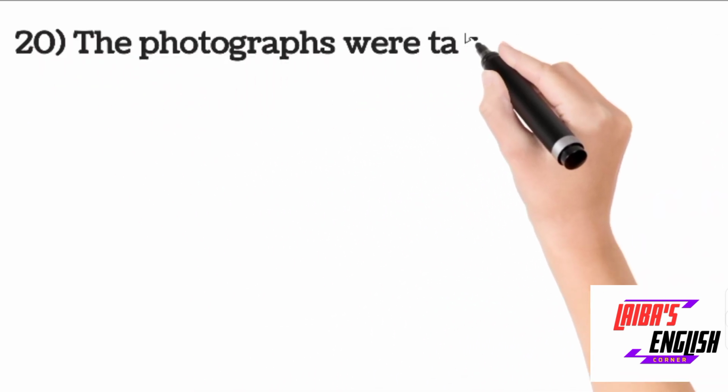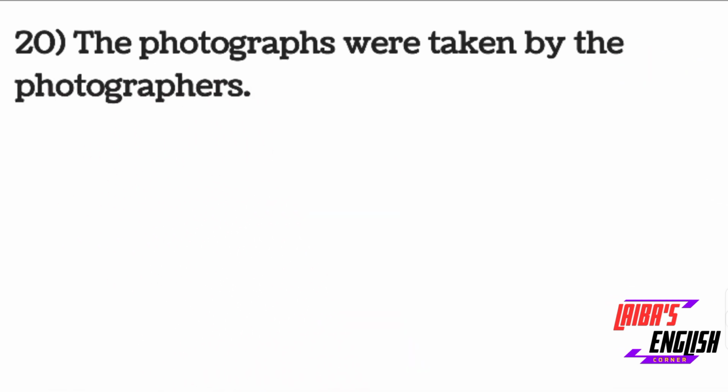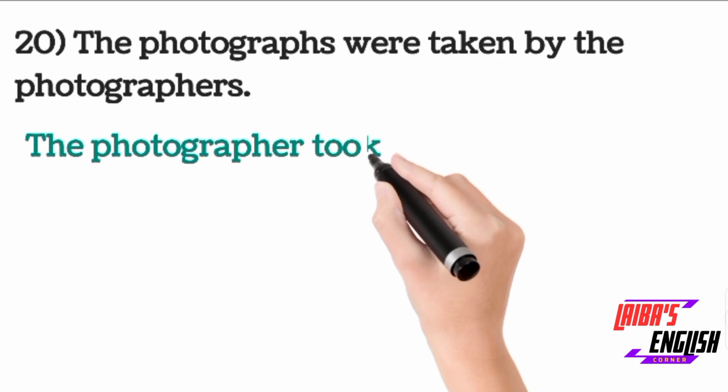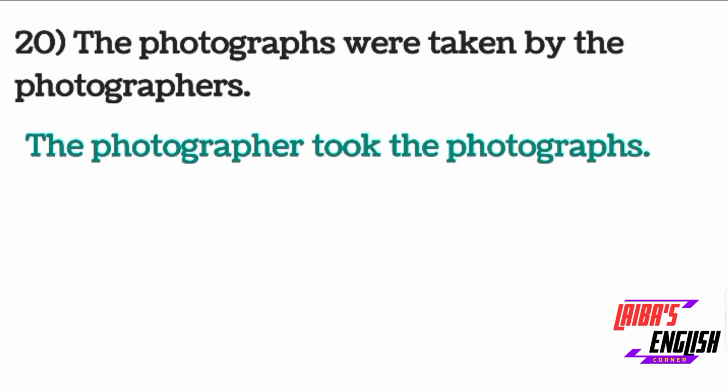20th example is, the photographs were taken by the photographer. So remove the helping verb, remove by, and the answer will be, the photographer took the photographs. You have to use the second form of verb here.